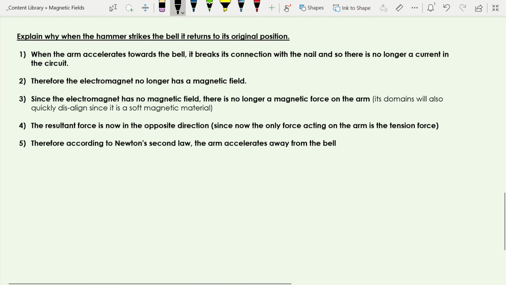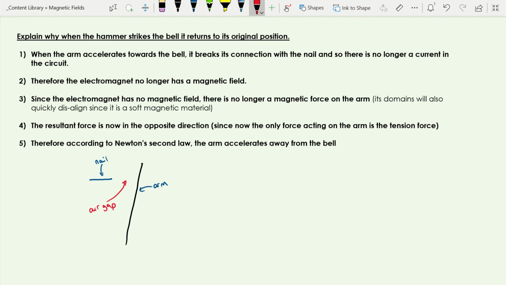Again, let me give this a quick sketch. Our arm is now over here, the nail hasn't moved, so our nail is now here. Essentially what that's produced is an air gap. We've broken the connection with the nail, so there's a massive air gap. Air has a massive resistance, so there's no longer a current in the circuit. You might occasionally see sparks jumping the gap when they're a bit close together, but you need a very narrow gap for that to happen.